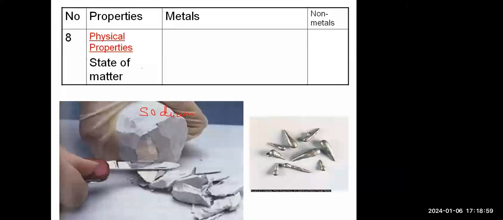So the next property that we are discussing is the state of matter. All metals are solid in state. They may be soft in nature, but they are solid.